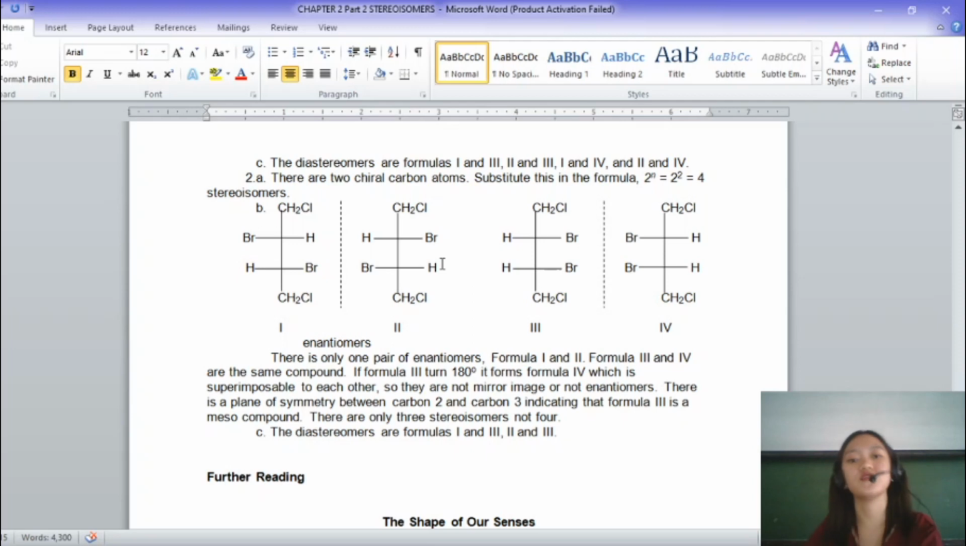So, 6 structures. Meaning, when there are 6 pairs of enantiomers, there are 6 pairs of diastereomers. For this one, there is only one pair of enantiomers. So, you have 2 pairs of diastereomers. The first pair is 1 and 3, and the second pair is 2 and 3. You do not include structure number 4. Why? Because it is the same compound as number 3. They are the same, so just base it on these three: 1 and 3, and 2 and 3. That is the number of your diastereomers.